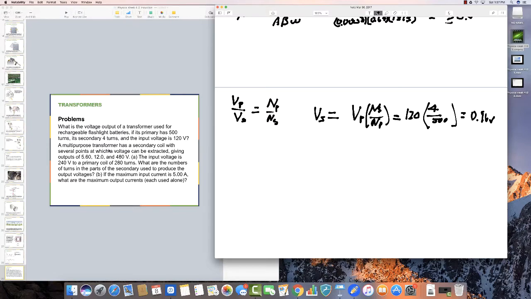Now here in the second problem, you have a multi-purpose transformer that has a secondary coil with several points. The voltage extracted is different depending on which point is used. The input voltage is 240. The primary number of turns is 280. What are the numbers of turns of the parts of the secondary to produce the various outputs? And so, again, VS is going to equal VP times NS over NP. Or, if you rearrange this so that you're looking for NS, which is what they're asking for here, it's going to equal NP times VS over VP.